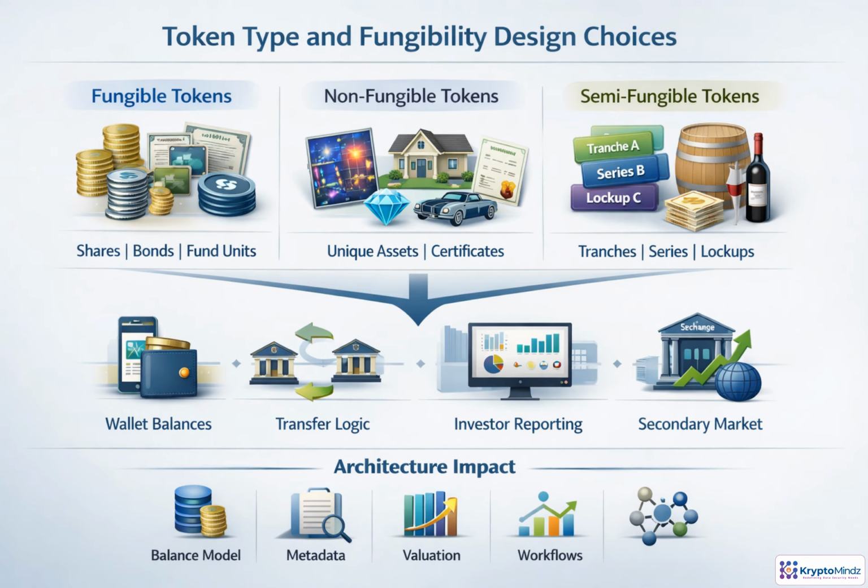The first design choice is whether each token is interchangeable, unique, or somewhere in between. Fungible tokens fit shares, bond units, fund units, and cash-like claims, because every unit behaves the same. Non-fungible tokens fit individually identified assets or certificates. Semi-fungible designs handle groups that share traits but differ by tranche, series, lockup, or vintage. This choice affects balances, metadata, valuation, reporting, transfers, and market compatibility.